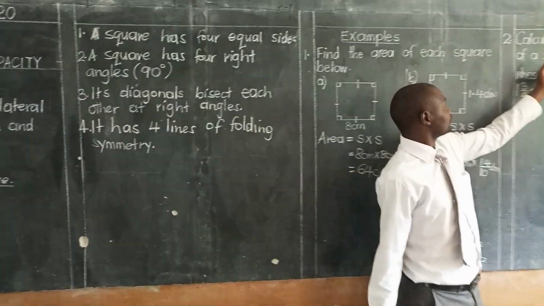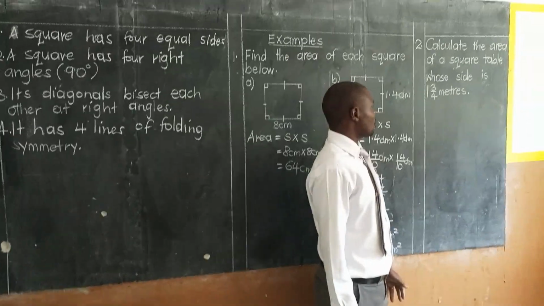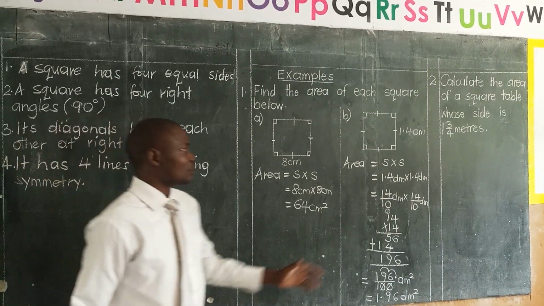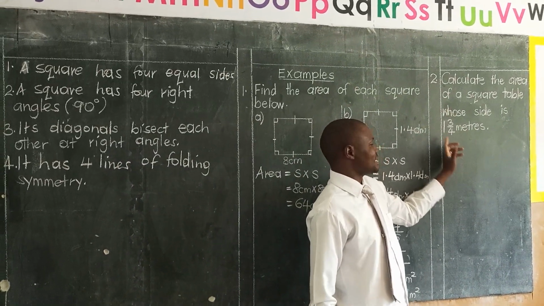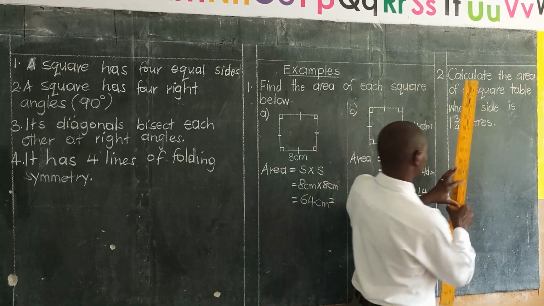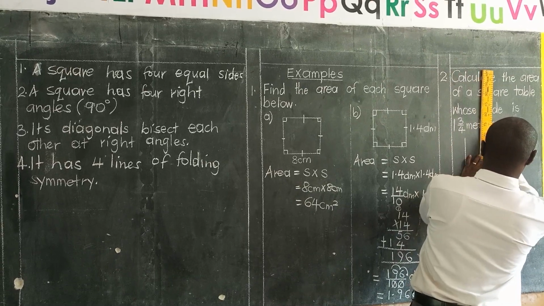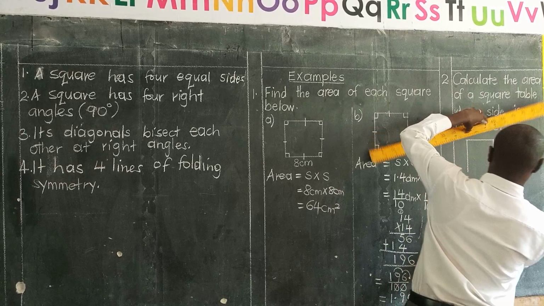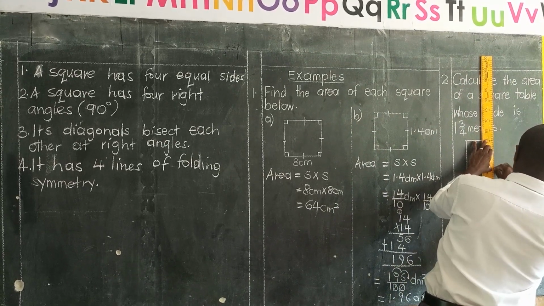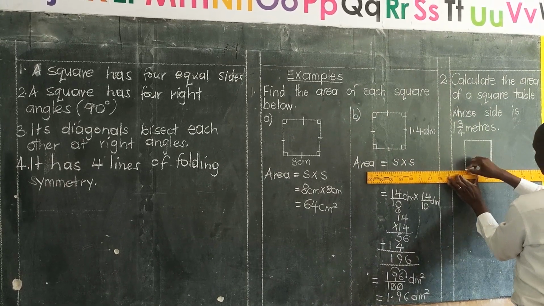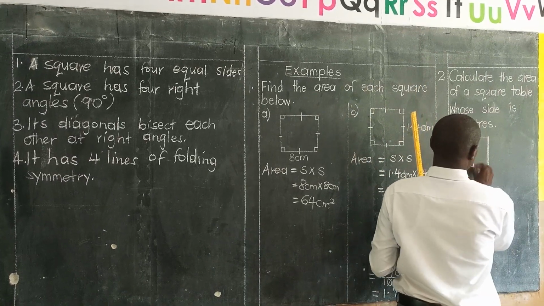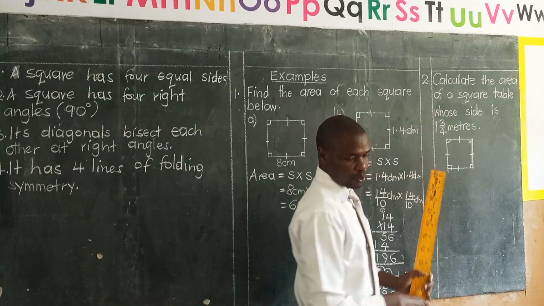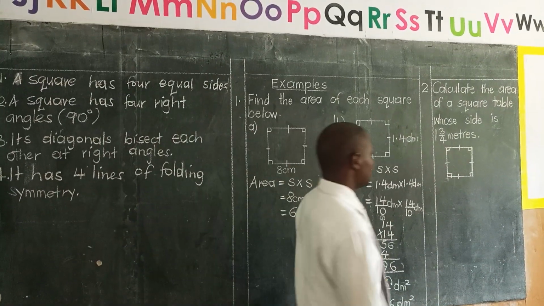Our last example is here. Calculate the area of a square table whose side is 1 3/4 meters. So here we have been given a question in words, so it's very good for you to first interpret using a diagram. We draw a square. Remember to indicate our properties. So each side of this square table is 1 3/4 meters.